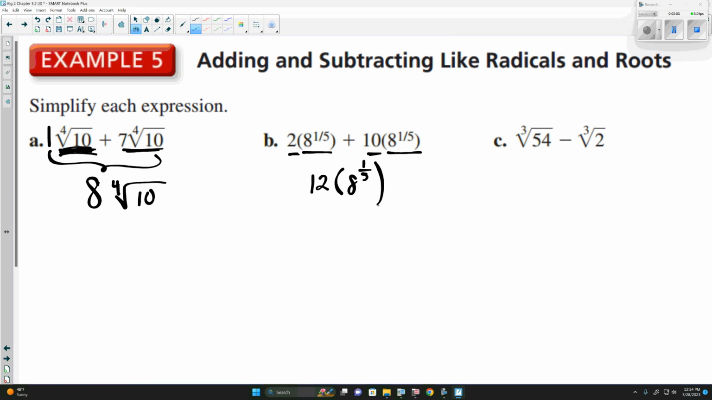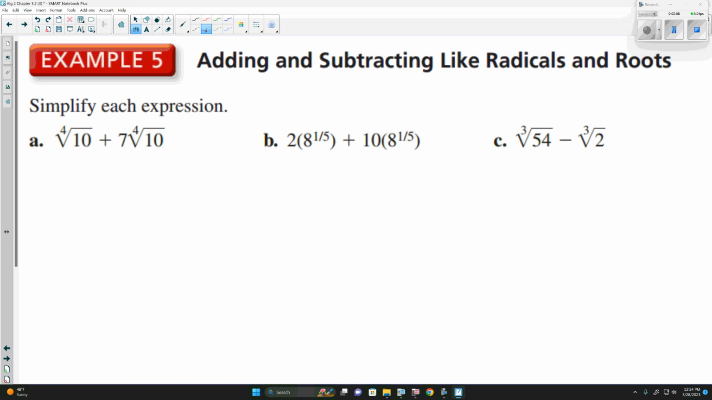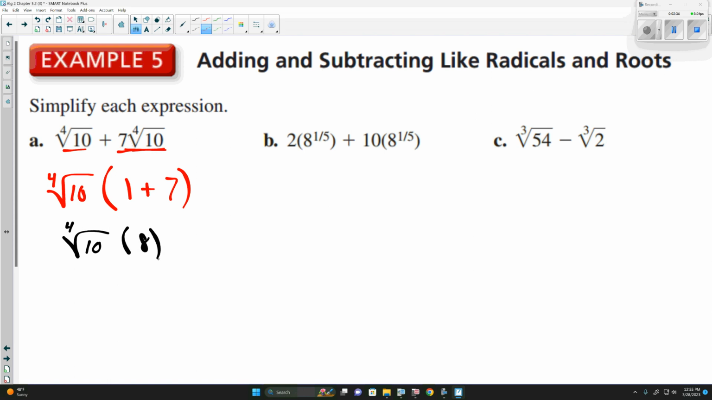And that's it. Another way we can look at both of these is with factoring. If I factor the fourth root of 10 out of both, we have the fourth root of 10, parentheses. If I factor the fourth root of 10 away from the fourth root of 10, I'm left with 1. Plus, if I factor the fourth root of 10 out of 7 times the fourth root of 10, we're left with 7. Well, 1 plus 7 is 8, and 8 times the fourth root of 10 is 8 fourth roots of 10.